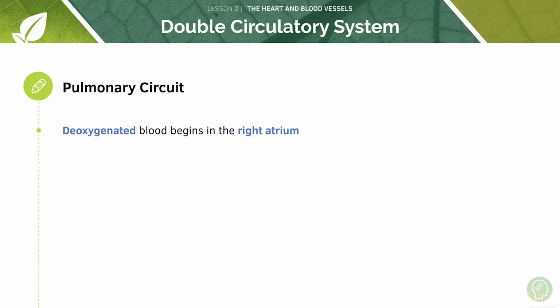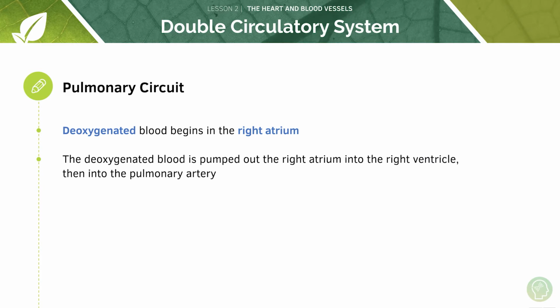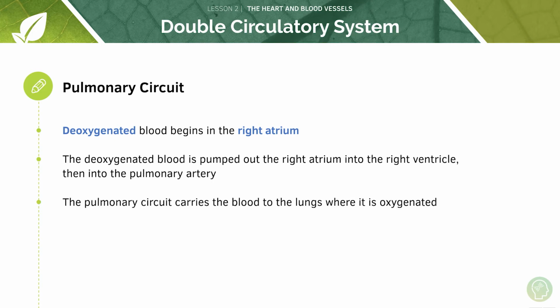In the pulmonary circuit, deoxygenated blood begins in the right atrium because it's got there by passing through the vena cava. It then is pumped into the right ventricle and then into the pulmonary artery. This blood is then passed on to the lungs where it's oxygenated, and the oxygenated blood is then returned to the left atrium via the pulmonary vein. So this is your pulmonary circuit.